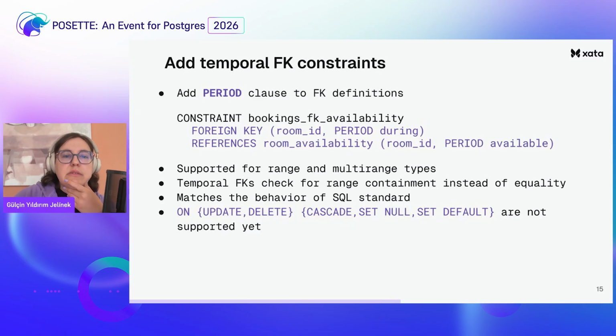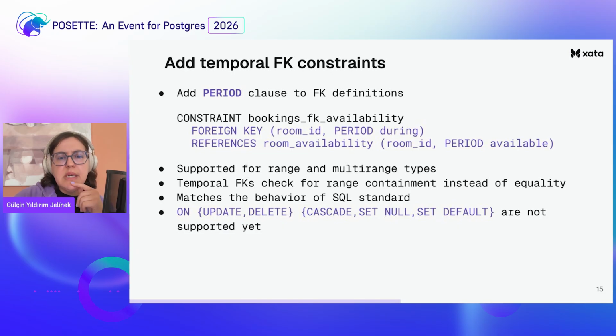Here, what I wrote, constraint bookings FK availability, is like imagine you had a bookings table again and a room availability table, and a booking is only valid for some time range, and a room is only available during this range. You need to make sure these reference each other. Because if a booking depends on the room availability, you want to keep this relationship intact. That's why the bookings period needs to be referencing the available period.